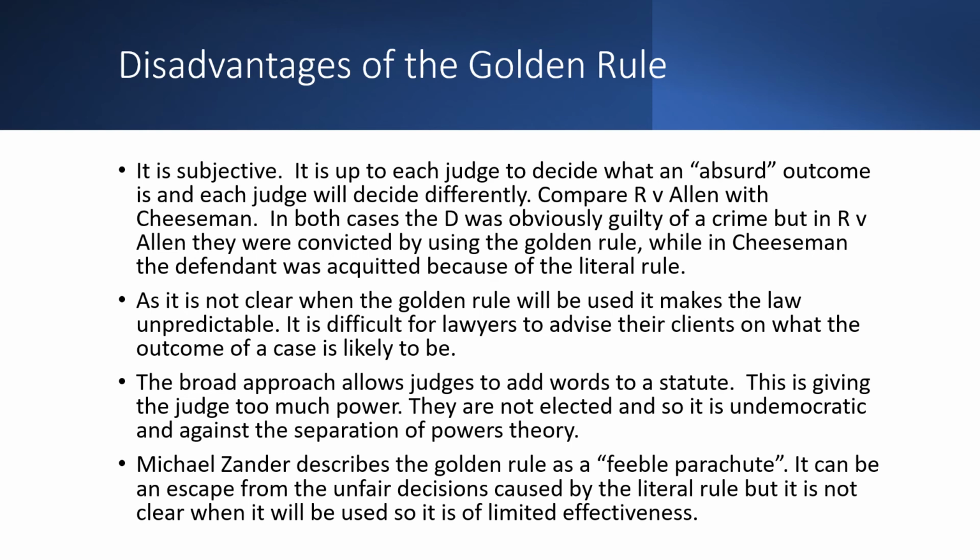Now, Michael Zander, a legal academic, describes the golden rule as a "feeble parachute". It can be an escape from the unfair decisions caused by the literal rule, but it's not clear when it's going to be used, so it's of limited effectiveness.